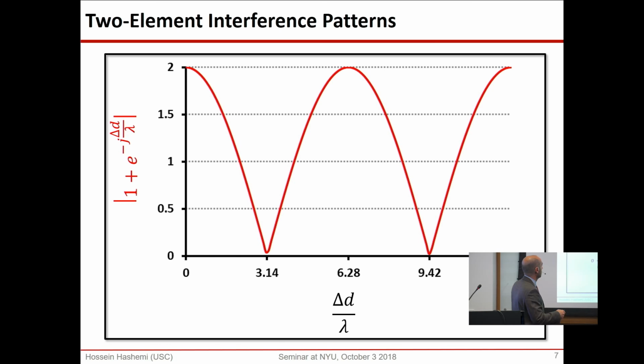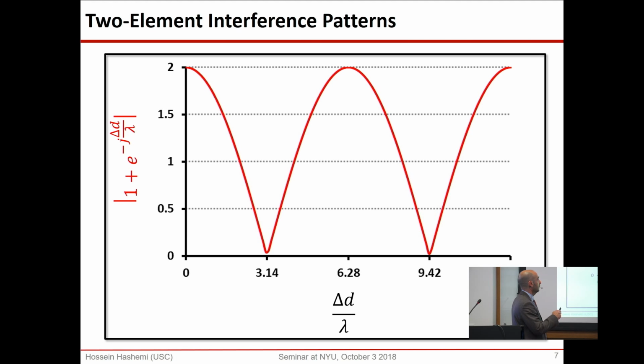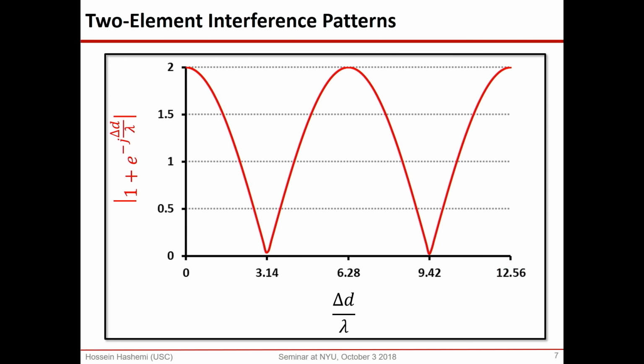So you can plot that. Here I am plotting the magnitude of the interference signal, or the signal that is received, versus distance. And as you can see, sometimes the signals add up. So 1 plus 1 is 2 because I had two antennas.